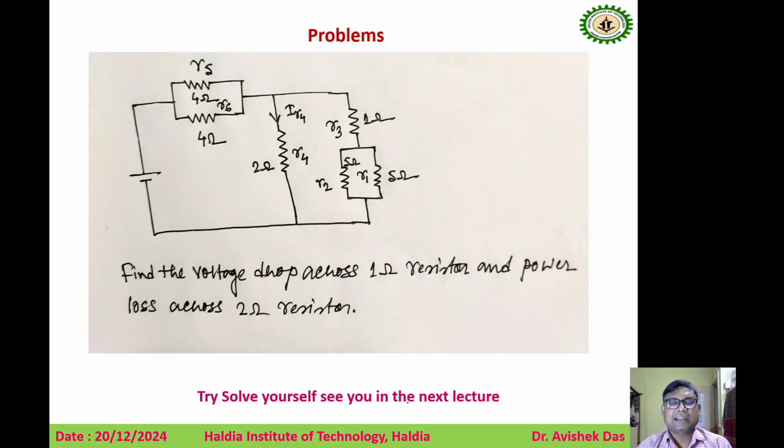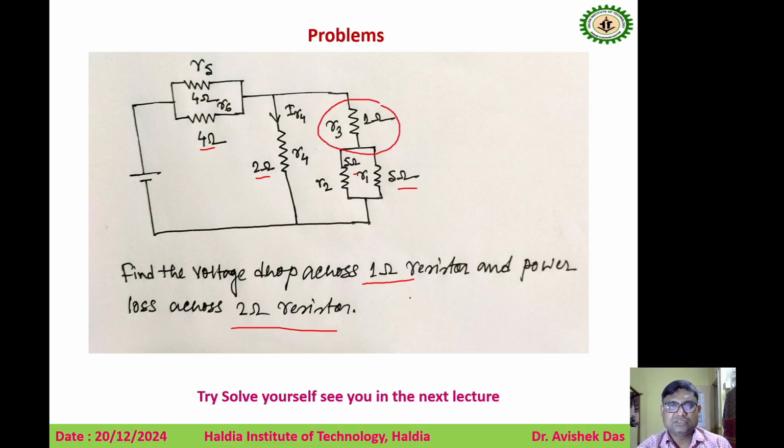So this is another problem. You try it yourself. Find the voltage drop across the 1 ohm resistor. This is the second problem. Here, look, this is a 4 ohm resistor. After this is a 2 ohm resistor. This is a 5 ohm resistor. Here you have to find the voltage drop across the 1 ohm resistance and the power loss across the 2 ohm resistor. Where is the 1 ohm resistor? Here, R3 is the 1 ohm resistor.